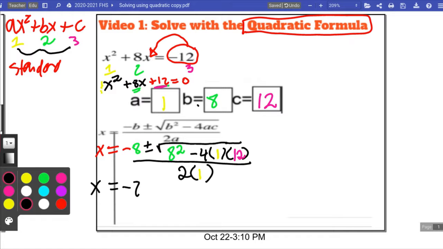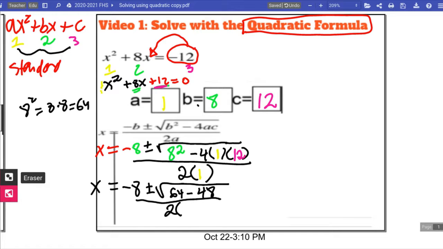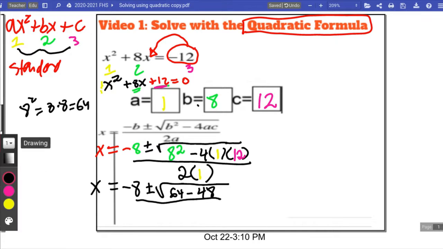All right, negative 8, that hasn't changed. Plus or minus 8 squared is like 8 times 8. 8 squared means 8 times 8, which equals 64. You'd be surprised how many people say 16. All right, so I'm going to write 64 minus 4 times 1 times 12, that is 48. And all of that is divided by 2 times 1, so that will be just 2, right? Because 2 times 1 is 2. All right, let's continue.